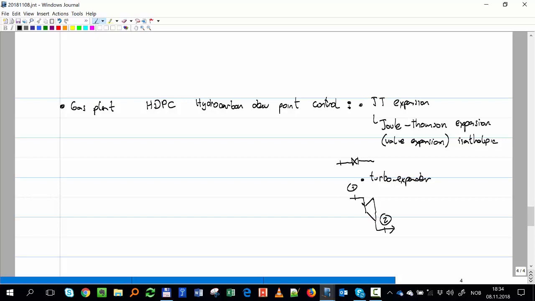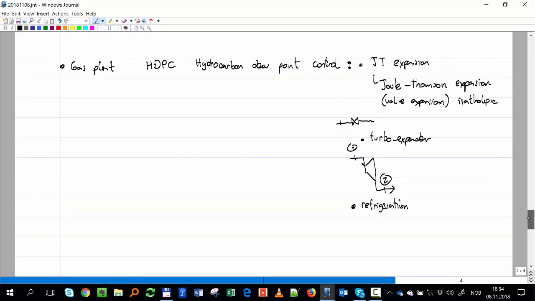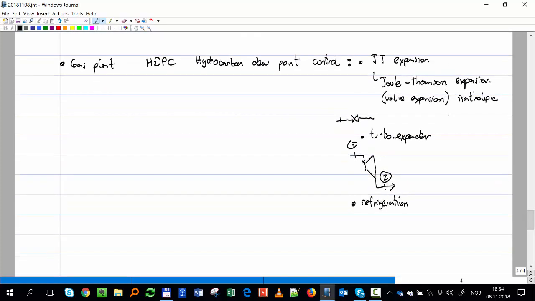Or I have also some other processes that are a bit more expensive, where I have refrigeration. I basically have to cool down to very low temperatures so that the liquids will drop off. And then I have another process, where I can also make some recovery with all of this process. I can recover some NGL, but I also have NGL fractionation.